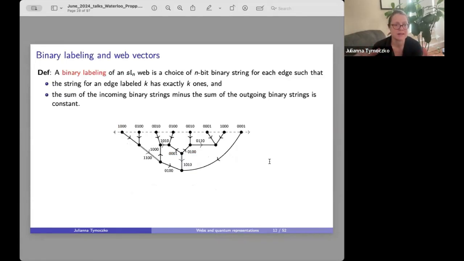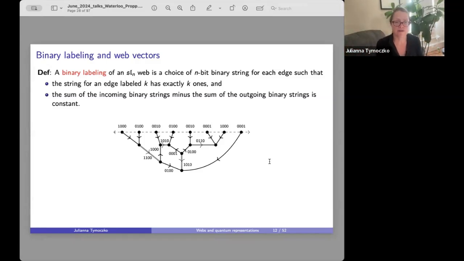So then, more precisely, a binary labeling of a web is a choice of an n-bit binary string for each edge, so that I'm going to give you a conservation of flow at each interior vertex, but a binary string version. The string on an edge that's labeled k has exactly k 1s. The sum of the incoming binary strings minus the sum of the outgoing binary strings is constant, meaning the all ones vector, scaled by some integer, gives the sum of incoming minus outgoing.